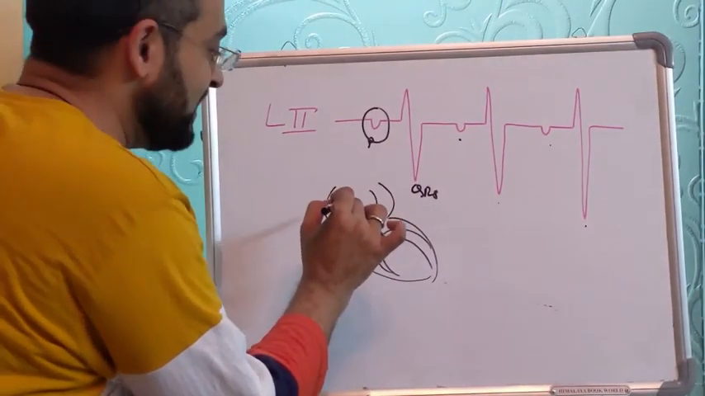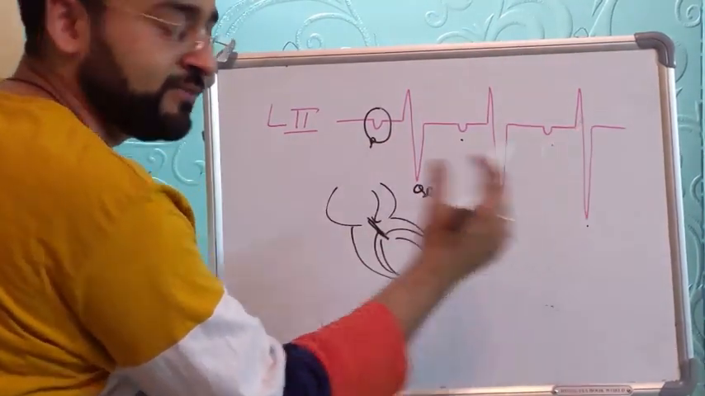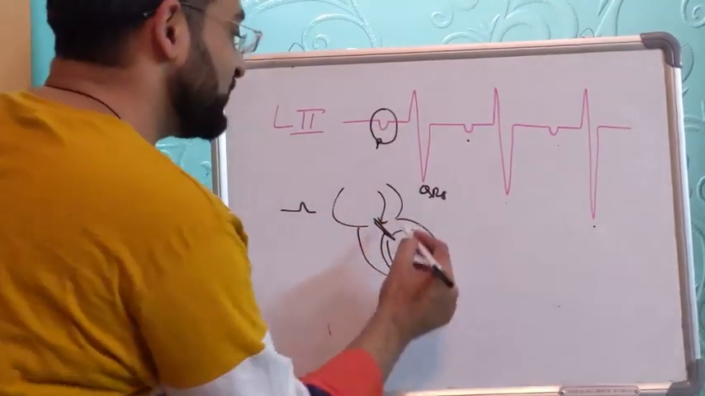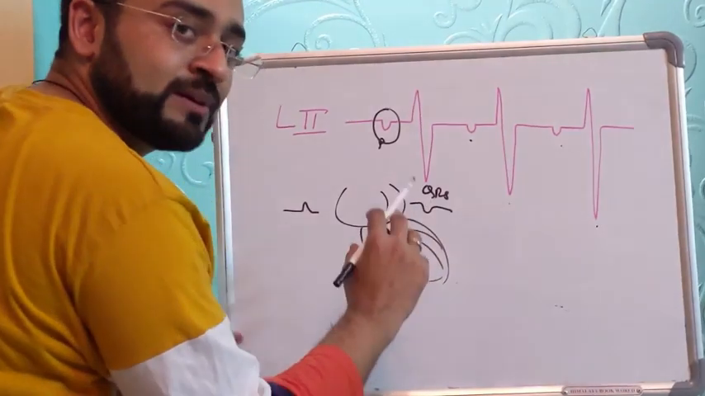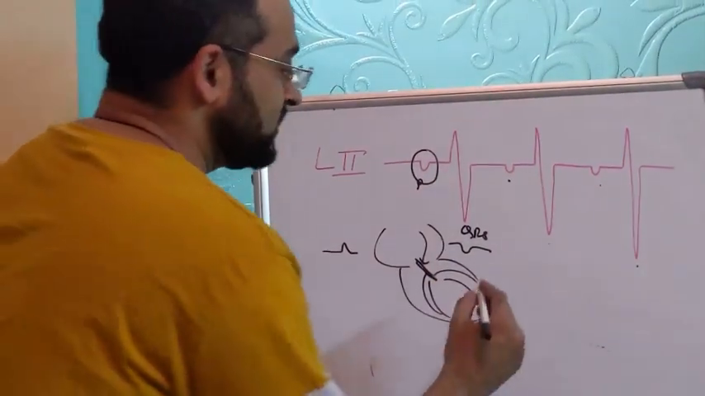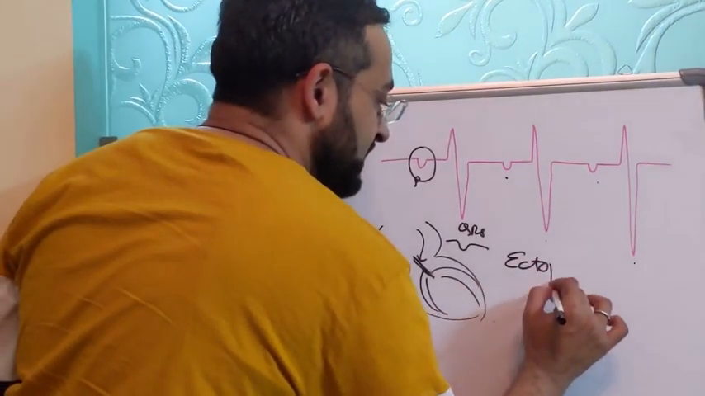That is the reason why it is a different morphology. If it was coming from the SA node, it would be upright. But now it is coming from somewhere else. That is why it is inverted. So something which is coming from a position where it normally does not come is known as ectopic.